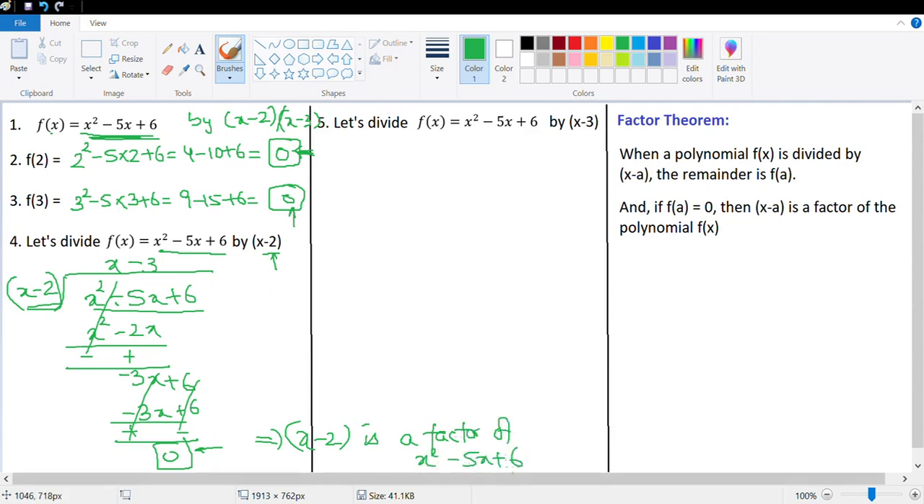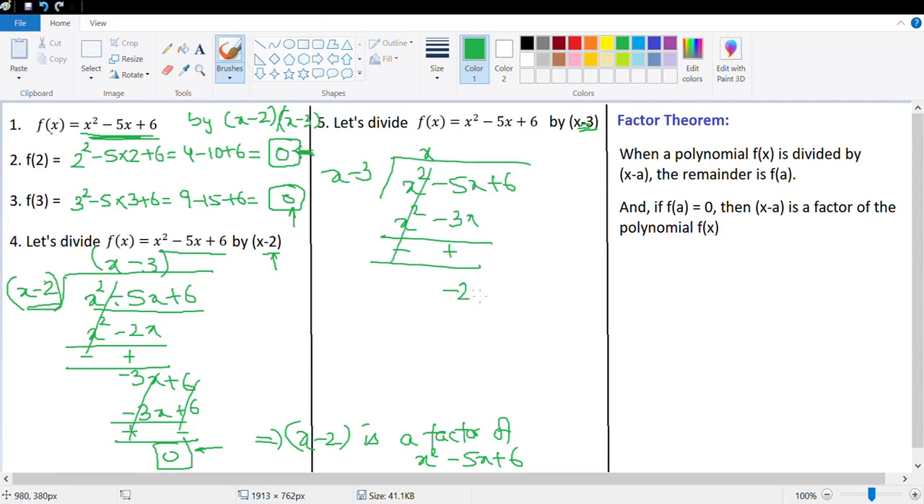Now, if the remainder is 0, then it's obviously a factor. Let's see if we can do the same thing by x minus 3. In fact, you notice this is x minus 3 multiplied with x minus 2. So we should get the answer, but still let's go ahead and divide it. X square minus 5x plus 6 divided by x minus 3. So this is x square minus 3x, minus plus, gets cancelled. That's negative 2x plus 6 multiplied with negative 2. You get negative 2x plus 6, which is 0. So the remainder, if you divide x square minus 5x plus 6 by x minus 3, is 0, which means x minus 3 is a factor. Right. So that brings me to factor theorem.